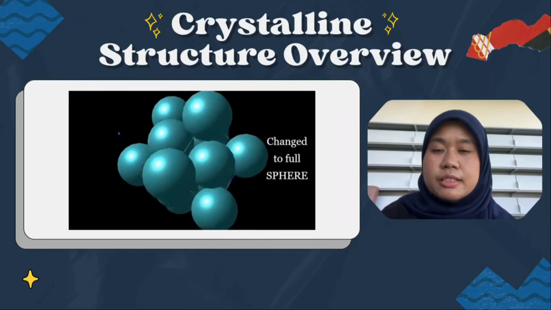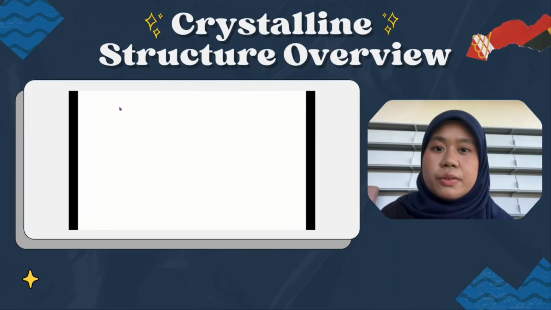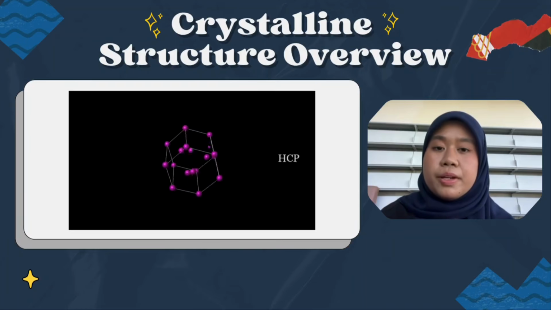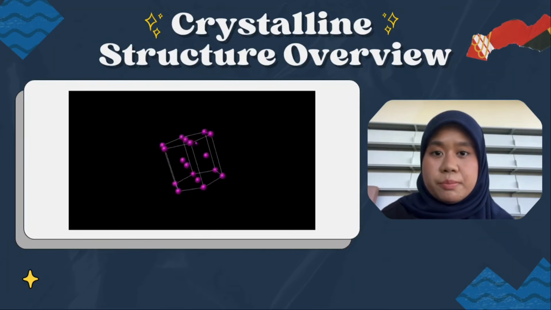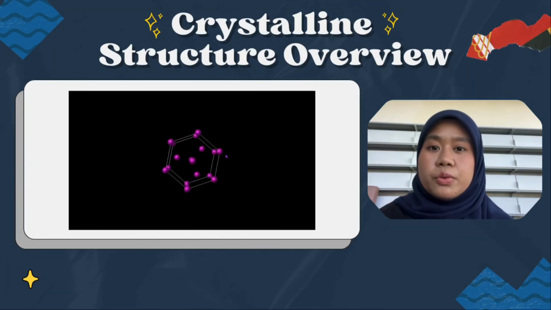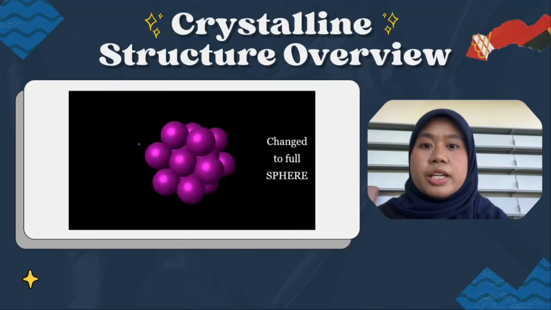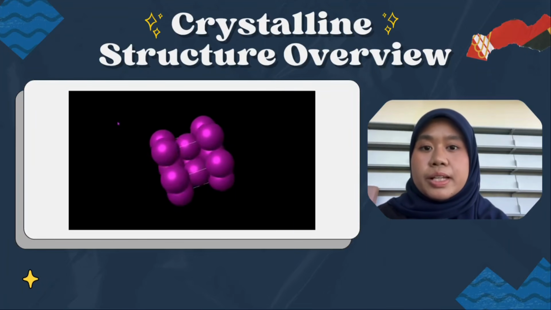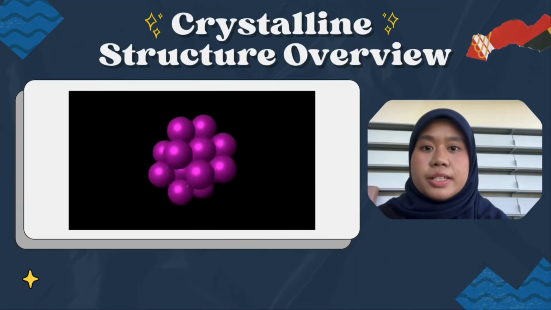Next, for FCC, the atoms are located at the corner and the face of each cube. Since the atoms are packed more closely, FCC material is more ductile and easy to shape. For example, aluminium, gold, and silver. HCP has hexagonal arrangement with close-packed atoms. It provides high strength, but less ductile than FCC. Examples are magnesium, titanium, and zinc.